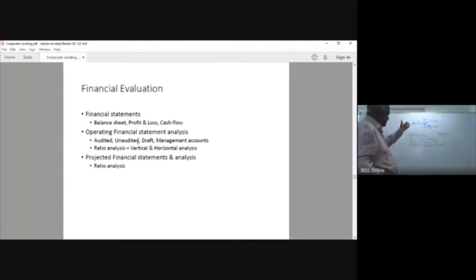So what do you do? You do the analysis, everything. Ratio analysis you do. Vertical and horizontal ratio analysis you do. And based on the ratios, you interpret it. And then based on this one, you go for the projected financial statement. So this is the operating financial statement. Do the analysis, and based on that one, you have to make the projection.